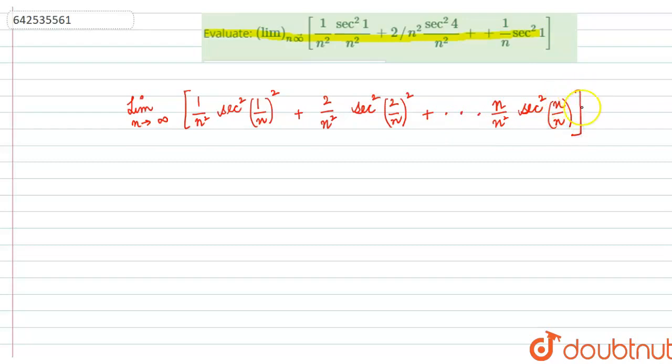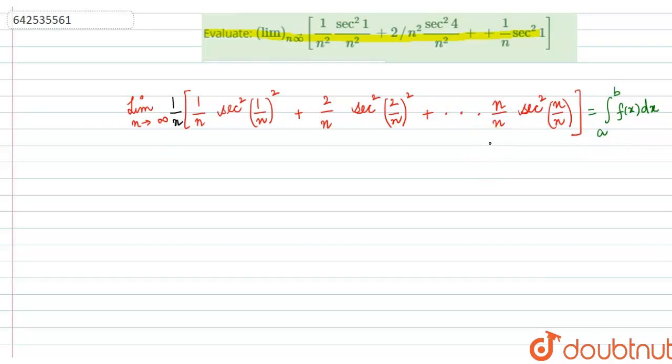So now I will try to do some manipulations so that I can change it into this form, integral f(x) dx. For this I need 1 by n outside. If I take out 1 by n common from each term, what will happen inside? Here one power of n will go, and 1 by n will be left, so it can be taken common. Now it will look like this.